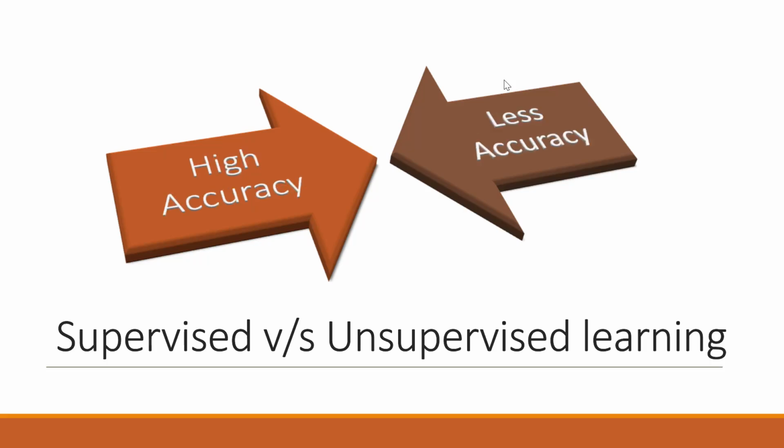Now, other than this, supervised learning offers higher accuracy, and generally models under the supervised learning category are trustworthy. But on the other hand, the models that come under unsupervised learning offer less accuracy as compared to supervised learning.